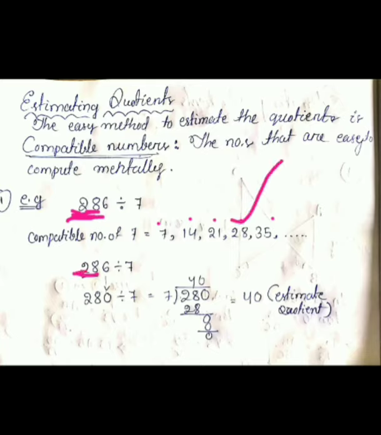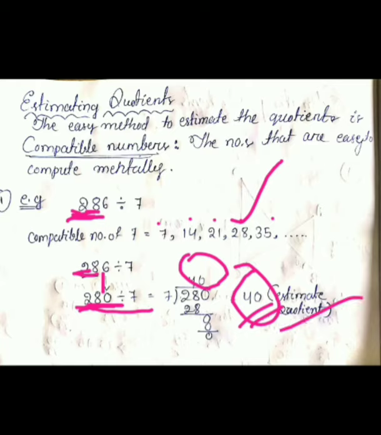So that's why write 28, and the rest of the numbers will become 0. So 6 will become 0. So it becomes 280. Now easily you can divide it. 280 divided by 7, you will get 40. And 40 is our estimated quotient.